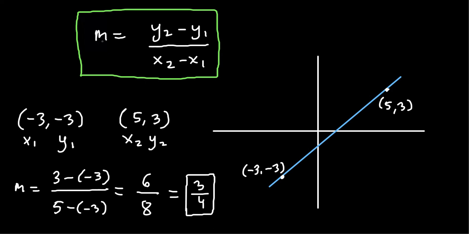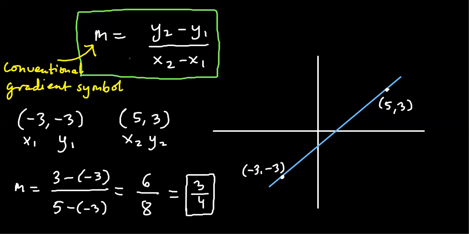And I'll just mention something about the m as well, by the way. So that's the conventional symbol for gradient. So I'll just write conventional gradient symbol. So whenever you see m in a straight line question, it would always be the gradient. And then the y-intercept is just c. That's the convention for the y-intercept. Okay, let's do a few more examples.